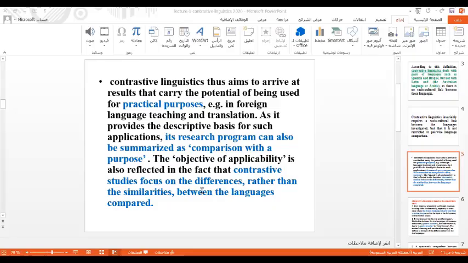So you compare between the two languages purposefully. I mean, you do that for the sake of translation, for the sake of teaching. You have a purpose once you translate, or once you use contrastive linguistics. However, comparative linguistics is done only for identifying the similarities and dissimilarities between two languages, three languages or more, multiple languages. So contrastive linguistics here focuses on the differences rather than similarities between languages.